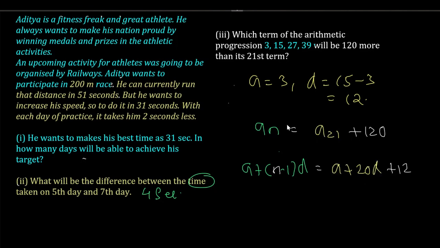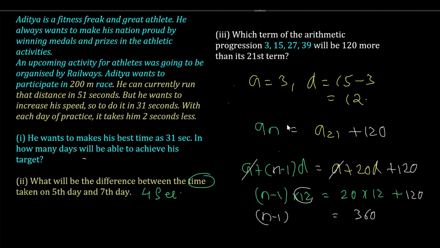Now, what next? We can see that a and a get cancelled from here, and then we will place the value of d over here. So this is n minus 1 times d, and d is 12. So this is 12 multiplied. This is 20 times d, d is 12, and plus this was 120, right? So this is n minus 1 into 12. 12 into 20 should give you 240, plus 120 should give you 360. This is 360, and over here it was 12.